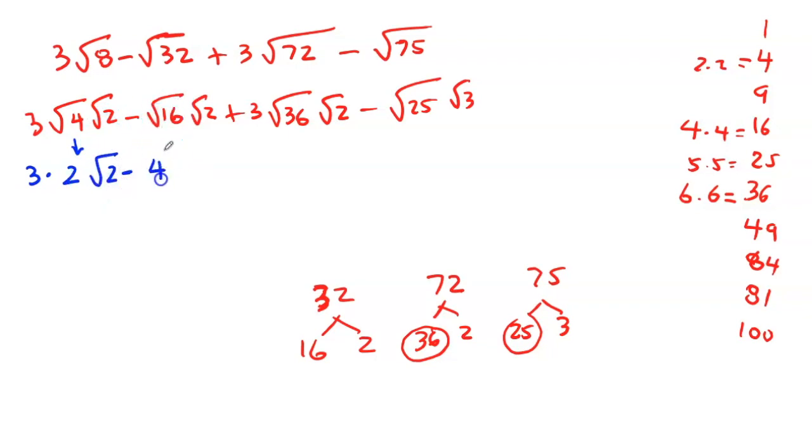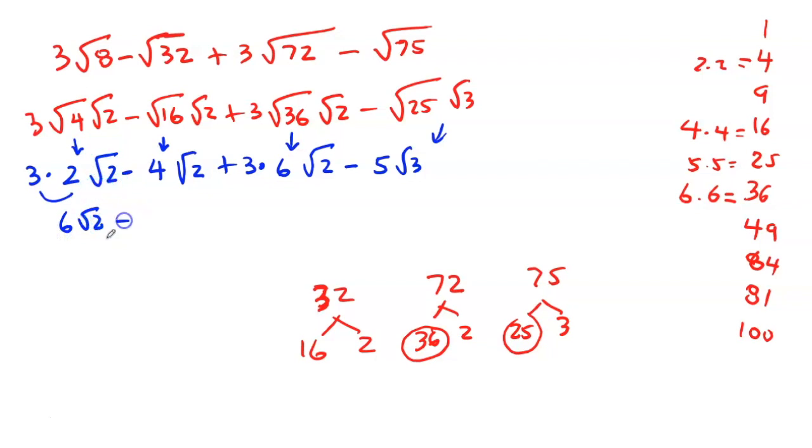Square root of 16 is 4. Square root of 2 stays. 3 is on the outside. Square root of 36, 6. Square root of 2 stays. Square root of 25 is 5. Square root of 3 stays. Whatever number comes out of the radical, like that 6 for example, or that 2, and if there's a number on the outside, they multiply. So this is going to give me 6 square root of 2.